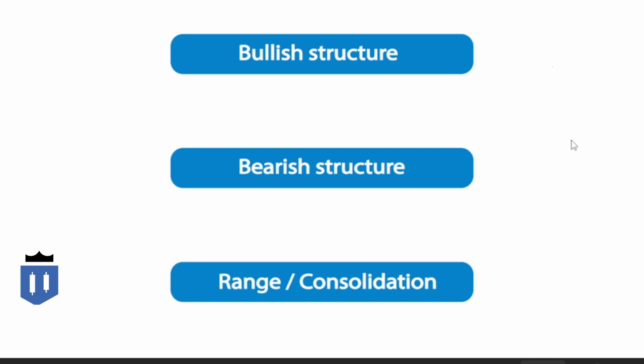So welcome back to another video, and this video is going to be about basic market structure. When we say structure, it's just like saying the skeletal frame of the market, how the market is by default. There are three forms you'd see the market in. Whenever you come on your chart, it's always going to be in either of these forms. The first form is bullish structure, the second form is bearish structure, and the third form is range or consolidation.